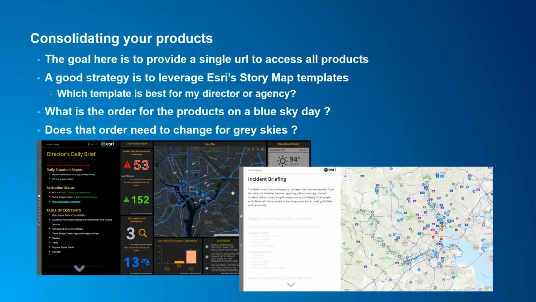And then to consolidate the product. So I just showed you an example of a map journal used to do that. And we've actually got an incident briefing as an example of that in our solutions that you can use to work with. But what's the goal?